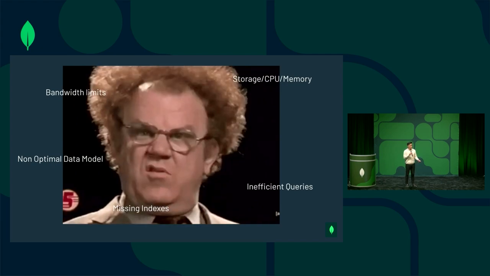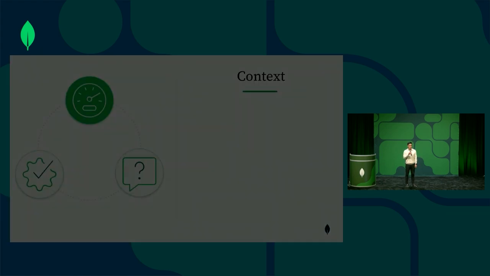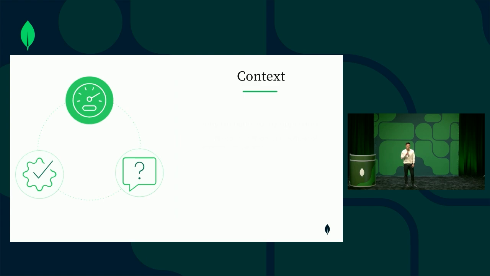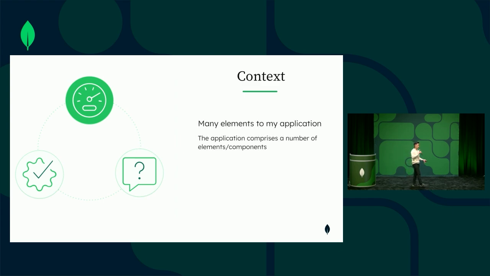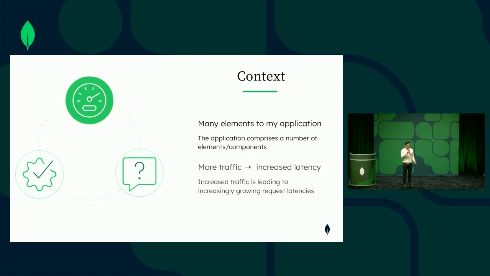So let's take a specific problem, and we'll work through this together. To set some context, let's say I run an e-commerce store, and my application consists of a number of different microservices. I have inventory management, I have product search, recommendation, I have transaction management, payment processing, etc. All of these different microservices work together to provide a service for my customers.